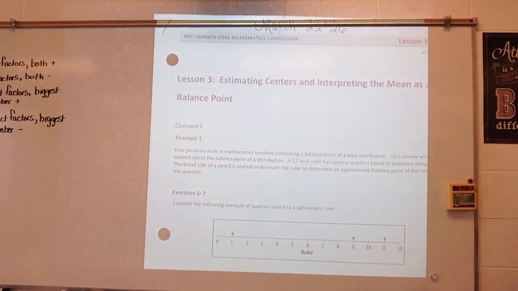Lesson 3, March 22nd through the 26th. Make sure you have Lesson 3 out. Estimating centers and interpreting the mean as a balance point.